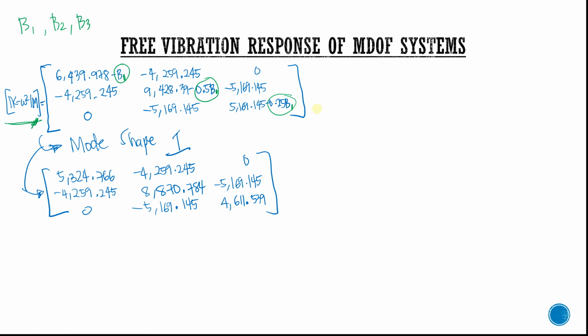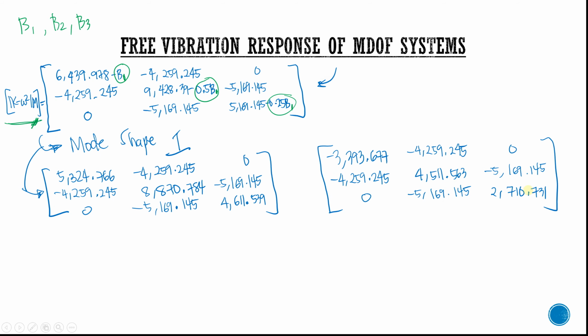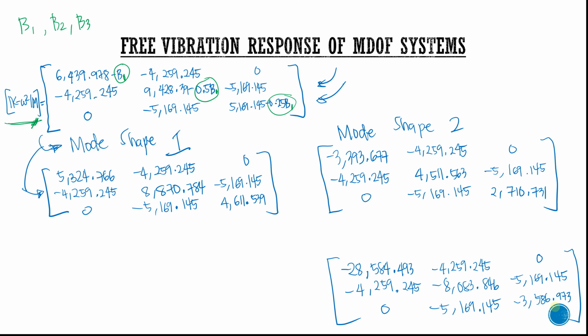Now we're going to substitute the B2 into the same equation. We'll have also our mode shape 2. We'll use this matrix to calculate our second mode shape. And for our third mode shape, we just substitute the value of B3 into, again, the same matrix. We'll have this for our mode shape 3.